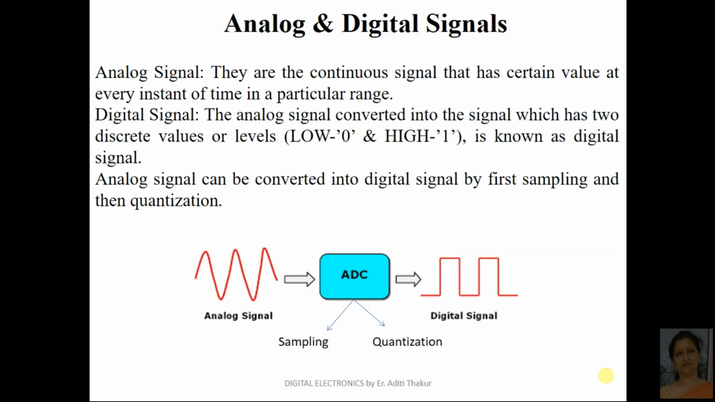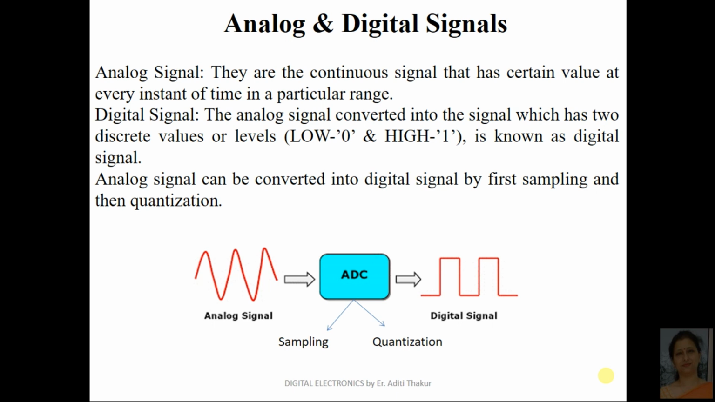Now first of all we have to understand clearly what are analog signals and what are digital signals. Analog signals are the continuous signals that have a certain value at every instant of time in a particular range. And digital signals: when any analog signal is converted into a signal which has two discrete values, which are represented by low or high, or we can say 0 or 1 respectively, it is known as a digital signal.